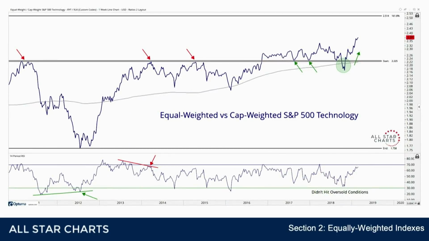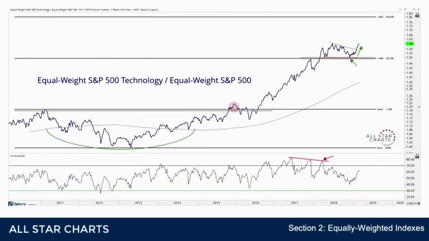Technology, largest sector in the U.S. And the equally weighted versus the cap weighted index just hit a new all-time high. So again, it's broad-based. Equally weighted technology versus the equally weighted S&P 500, new highs. This is the largest sector in the market. Like, if this is making new highs, I can't make the bear case, folks.